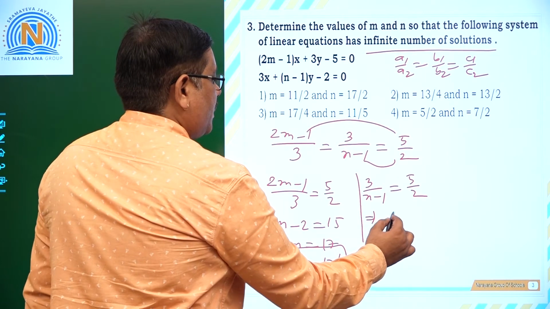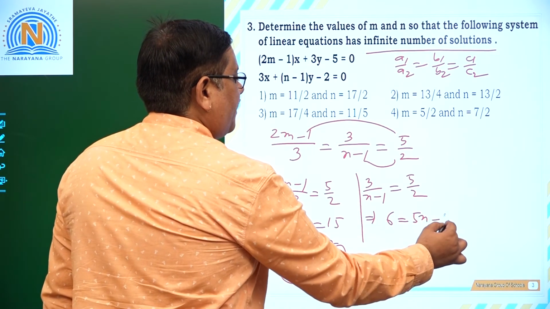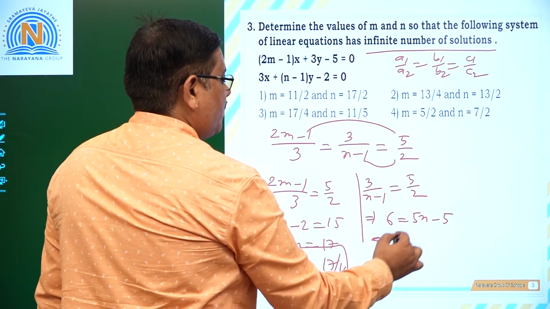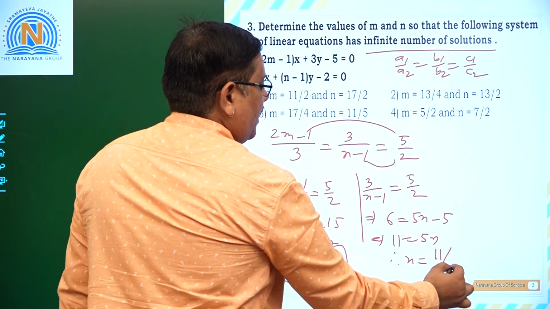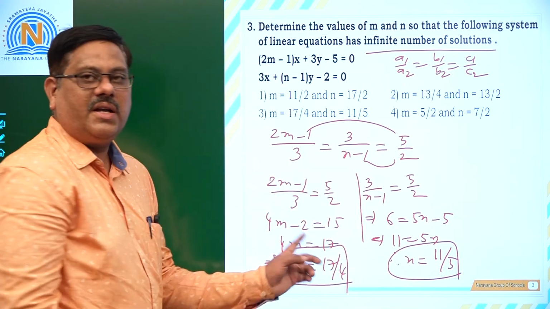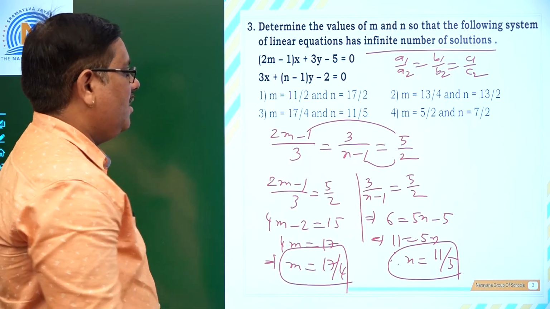Here 2 times 3 is 6, which is equal to 5n minus 5. So here 5n is equal to 11, 11 is equal to 5n. Therefore, n value is how much for us? 11 by 5. So for m, 17 by 4, for n, 11 by 5, what do you have?